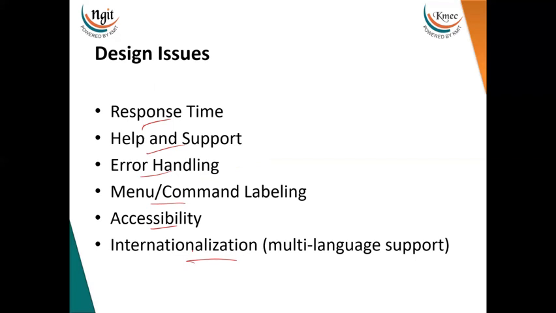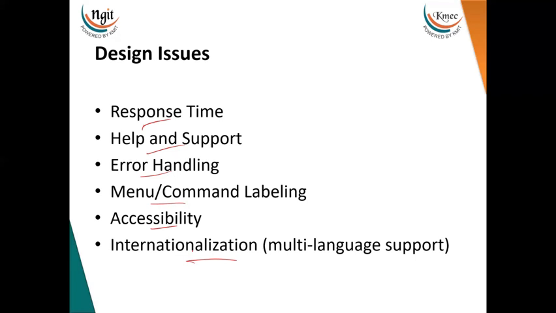For example, response time can be when you click on submit assignment and it loads quickly. Help and support is the help or FAQ button which we have in our exam portals. Error handling is where if we enter the wrong password, we see incorrect password, try again, and all those things. Menu or command labeling is, instead of just submit, the button says submit answer sheet or something like that, to make it very clear for the end user.